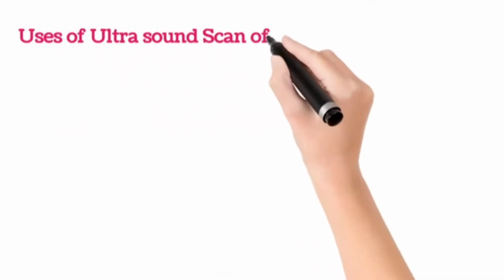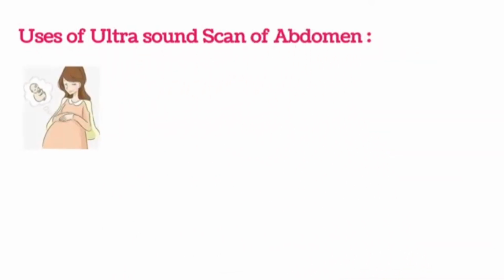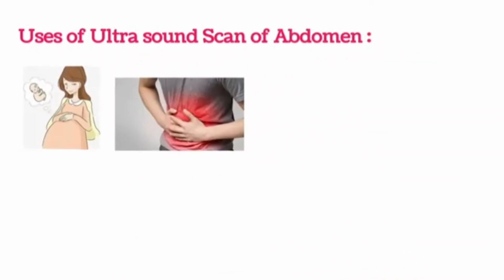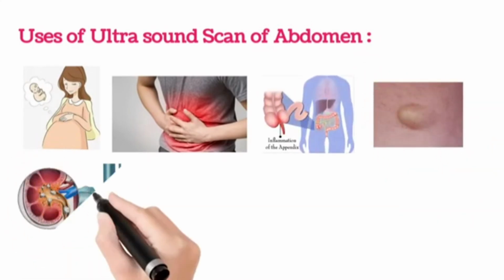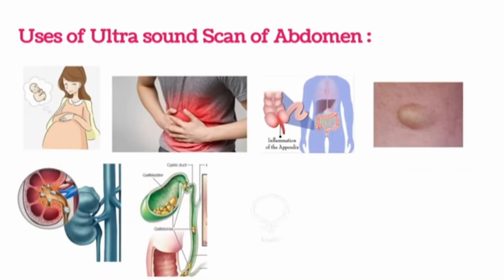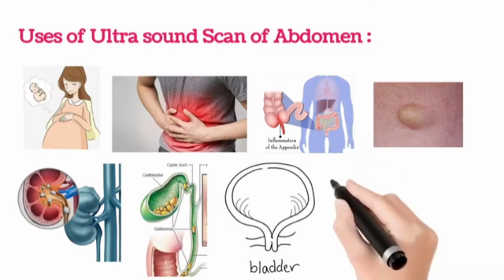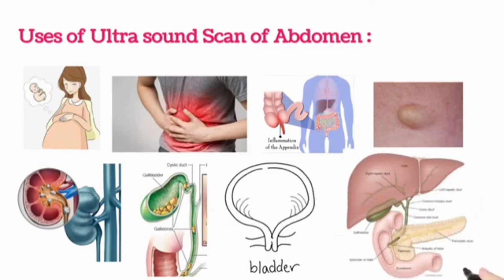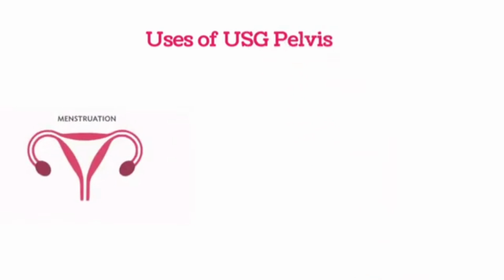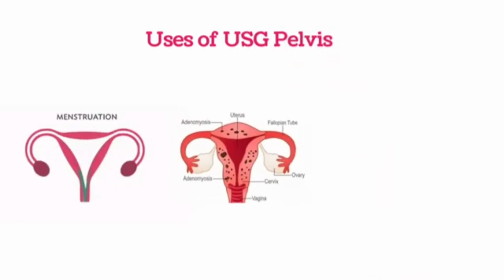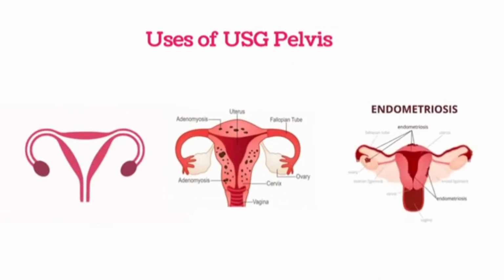In what conditions is an ultrasound scan advised? In people with pregnancy to evaluate the baby's growth. USG abdomen is suggested for abdominal pain, appendicitis, cysts and tumors, kidney stones, gallbladder stones, bladder stones, fatty liver, and liver and pancreas problems. Whereas a USG pelvis scan is advised for people with irregular periods, PCOS and endometriosis.